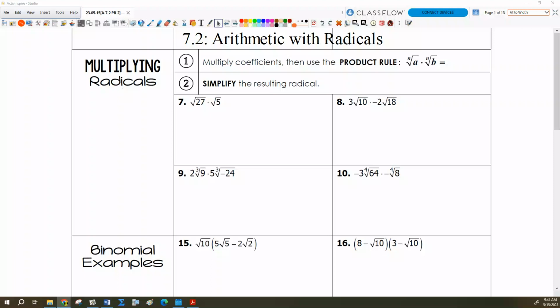So get out those packets. Let's take a look. Today we're going to look at one relatively small topic. We are just going to look at multiplying radicals.